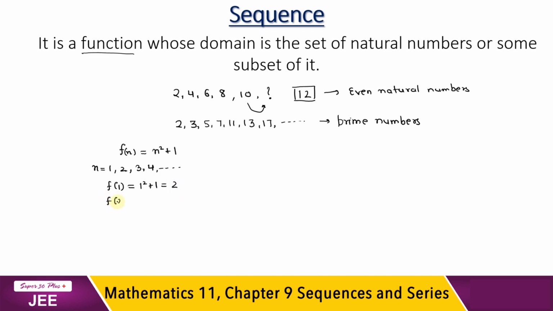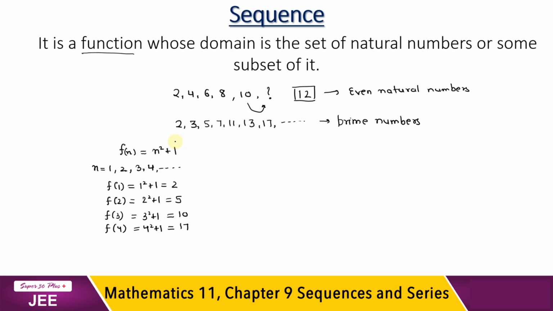If I calculate f(2), this is equal to 2 square plus 1, which is further equal to 5. If I calculate f(3), this is equal to 3 square plus 1, which is 10. If I calculate f(4), this will be 4 square plus 1, and this is further equal to 17. So according to this functional rule f(n) equals n square plus 1, I can get each and every term satisfying this rule.